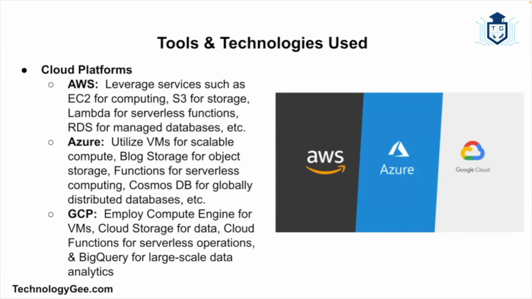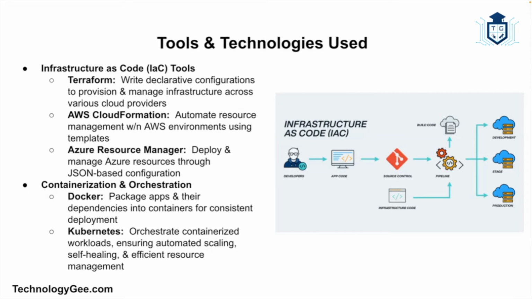All right, so let's talk about some of the tools and technologies that are used by cloud developers. So cloud developers use a variety of tools and technologies to build and manage cloud applications. Here are some of the commonly used ones. So when it comes to cloud platforms, they use AWS with services like EC2, S3, Lambda, RDS, and others. Then there's Azure, where they use services like virtual machines, blob storage, functions, Cosmos DB, and much more. Then there's Google Cloud Platform, where they use services like Compute Engine, Cloud Storage, Cloud Functions, BigQuery, and others as well.